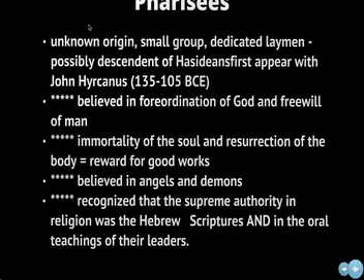So you need to know the Pharisees came around about 105 BC. They believed in foreordination of God and free will of man. They believed in the immortality of the soul and the resurrection of the body. They believed in angels and demons. And they believed in a hierarchy here, too. It is very complex. They recognized that the supreme authority was the Hebrew Scriptures and the oral teachings of their leaders.